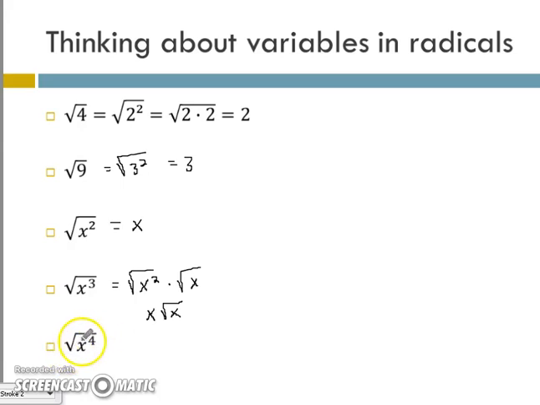X to the 4th, so square root of x to the 4th. I'm trying to think what number times itself is going to equal x to the 4th. So you're looking for pairs of numbers. So with this, you could think of this as being x squared times x squared. So we're multiplying x squared times itself to get x to the 4th. So the square root of x to the 4th is equal to x squared.